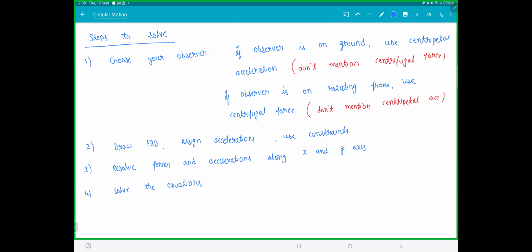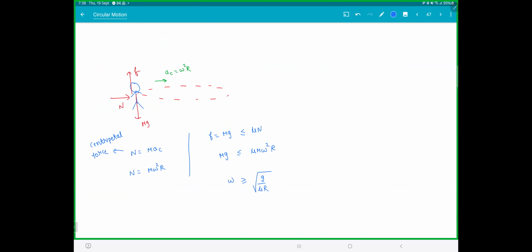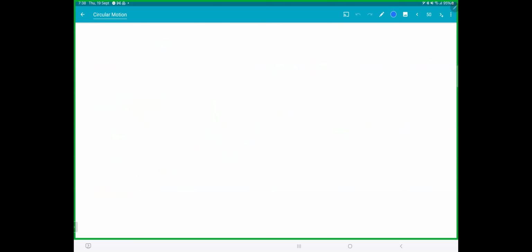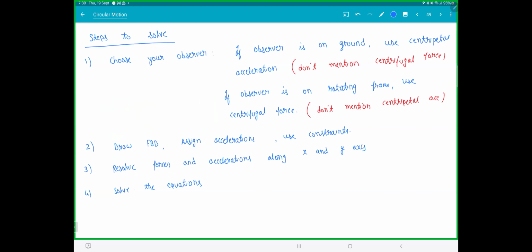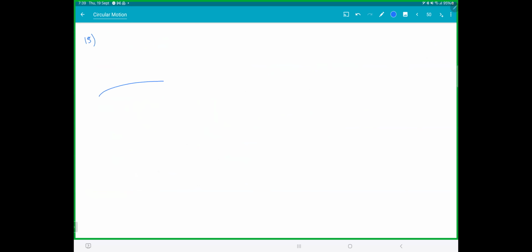Let's see a question. So again, centrifugal force, right? If you ask what is centrifugal force, everyone says m omega square r. It depends. So let's see this problem. You'll get the understanding of what's happening.